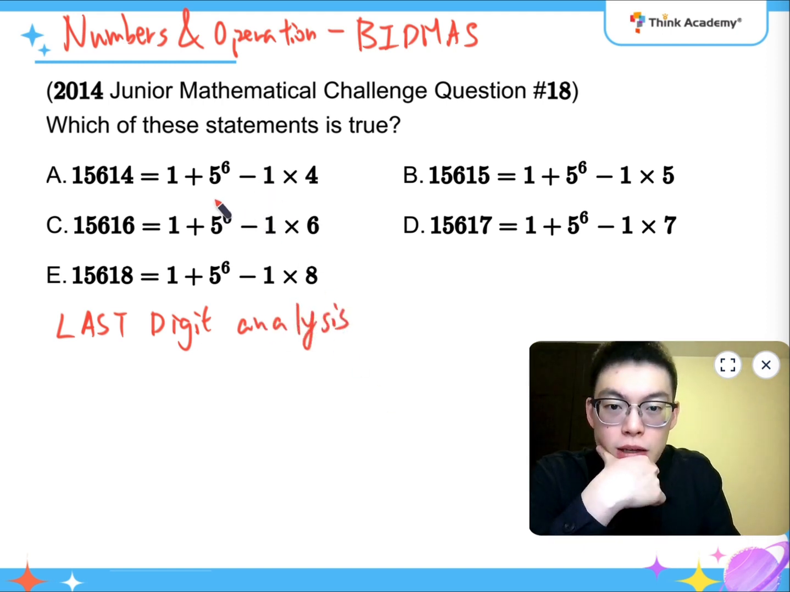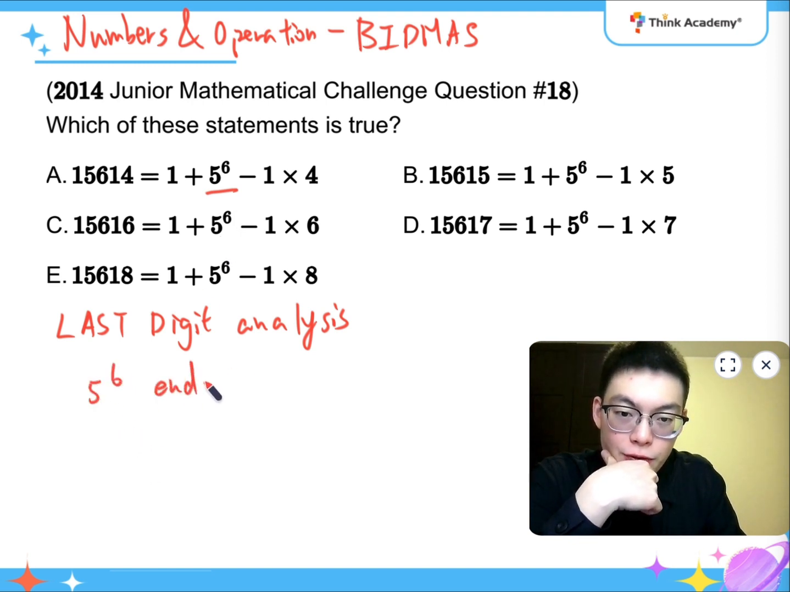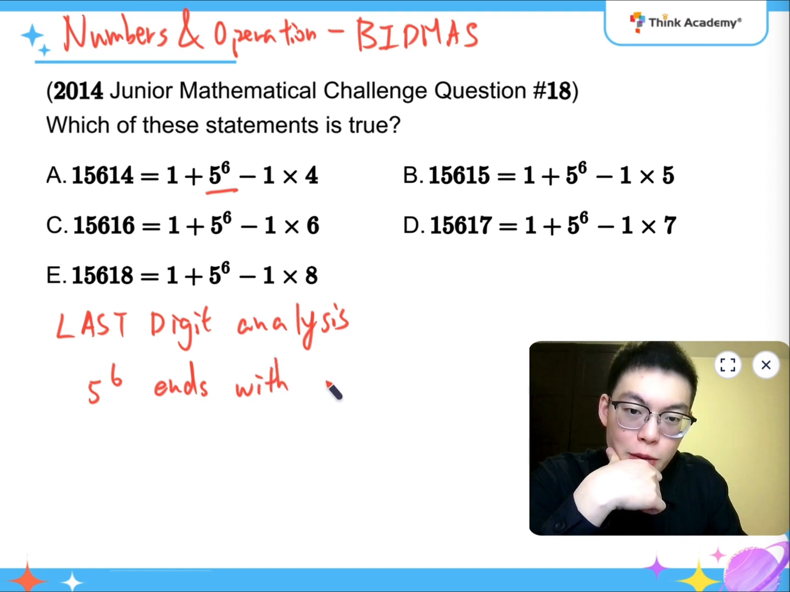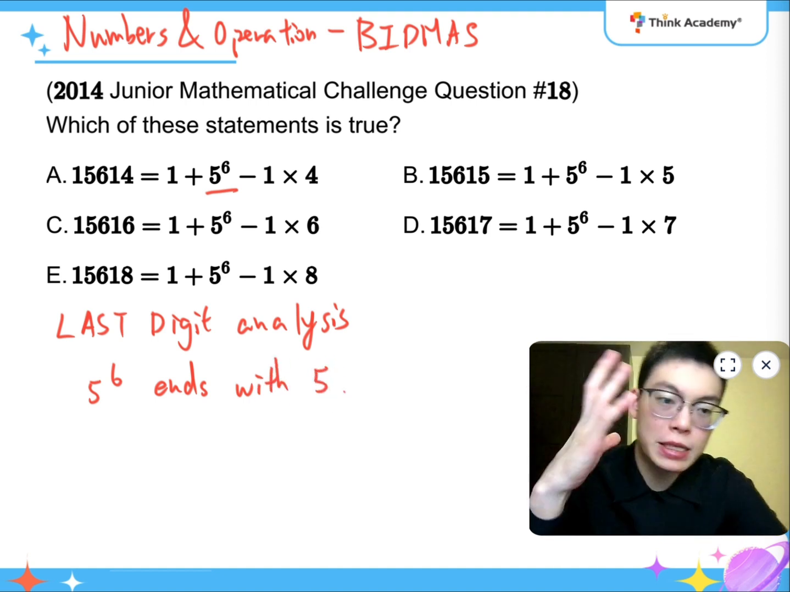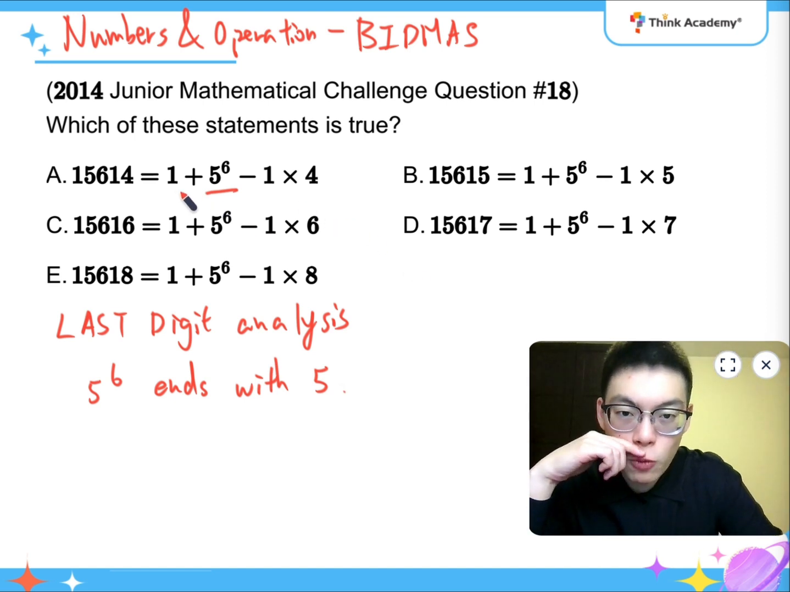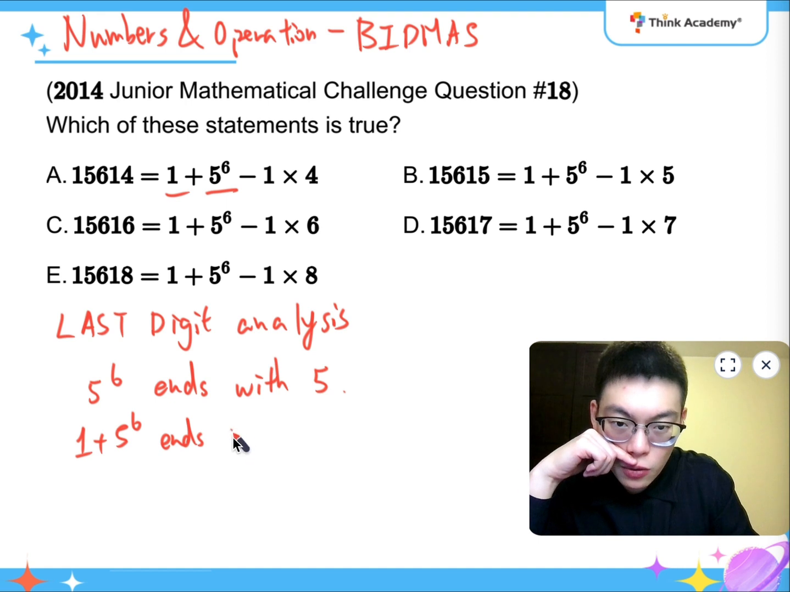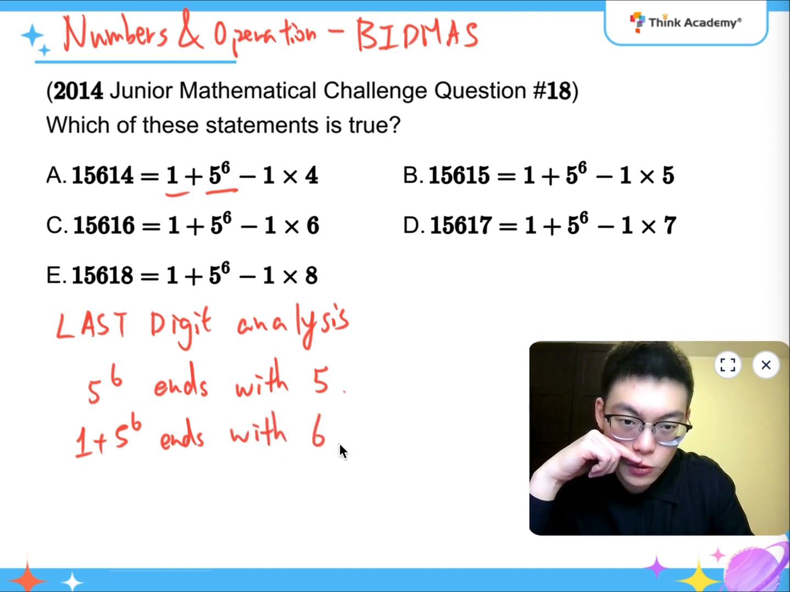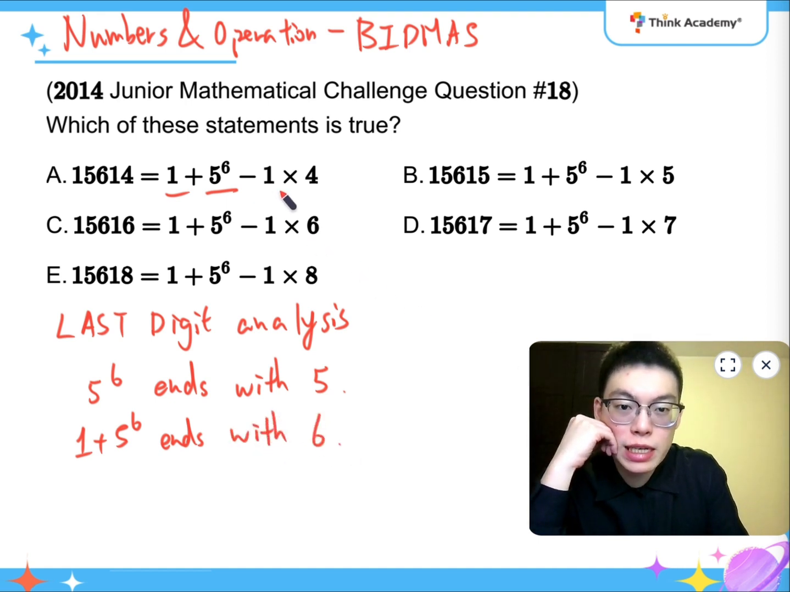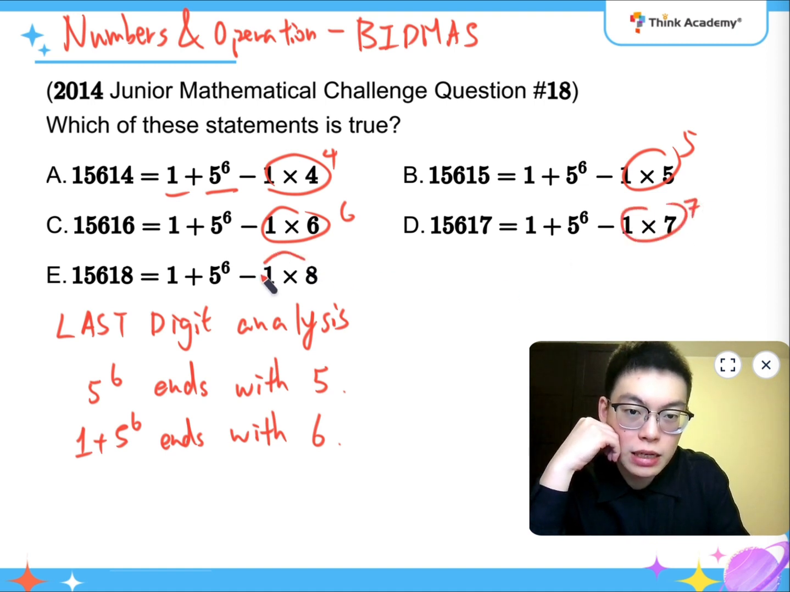We know that 5 to the power 6 is ending with a 5, right? No matter how many times 5 is multiplying itself, the product is always ending with a 5. Now I'm adding 1 to it. So 1 adding 5 to the power 6 ends with 6, of course. Now I'm subtracting either 4, 5, 6, 7, or 8 right there.